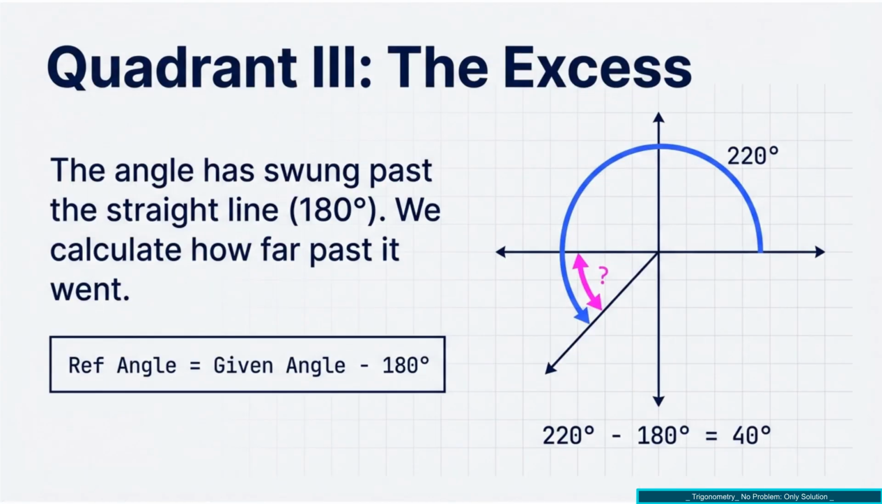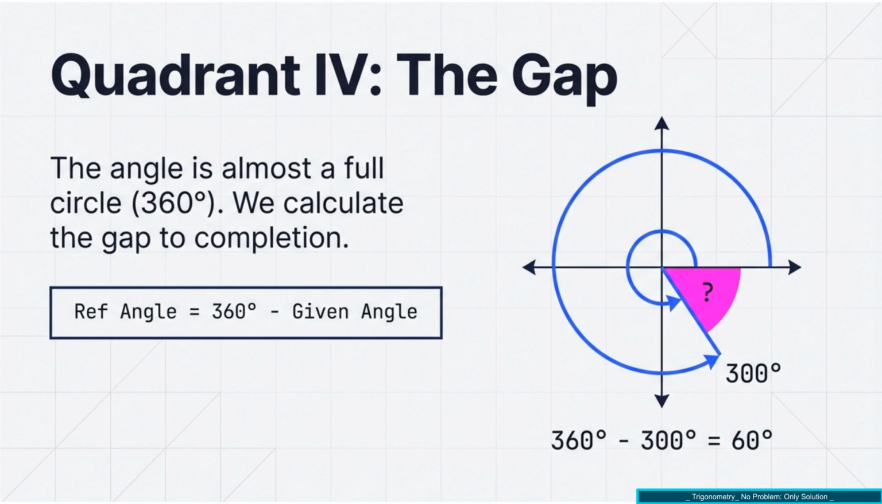For Quadrant 3, the angle has passed the straight line. We calculate the excess past 180 degrees by subtracting 180 from the given angle. For example, 220 degrees minus 180 degrees equals 40 degrees. In Quadrant IV, we find the gap to complete the full circle, 360 degrees. Subtract the given angle from 360 degrees. For instance, 360 degrees minus 300 degrees equals 60 degrees.